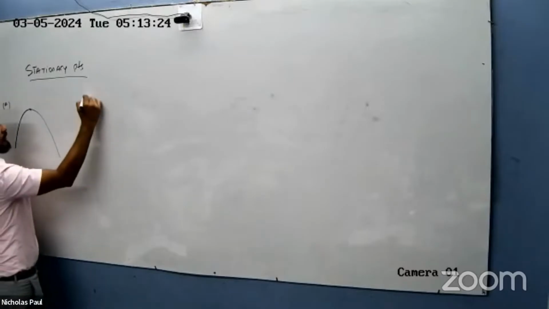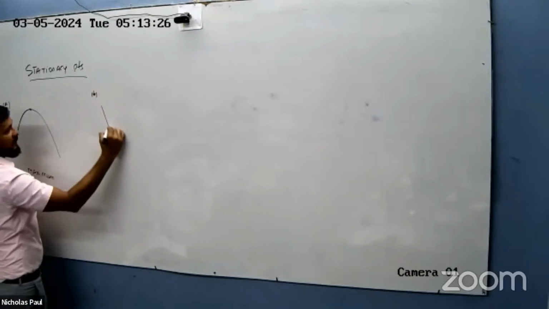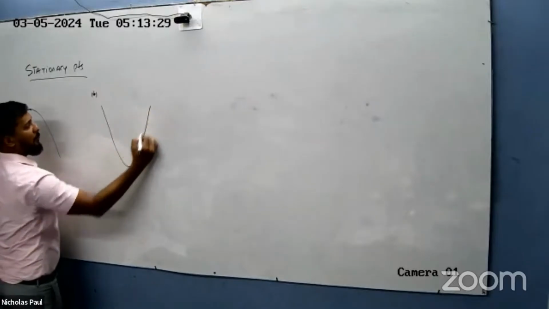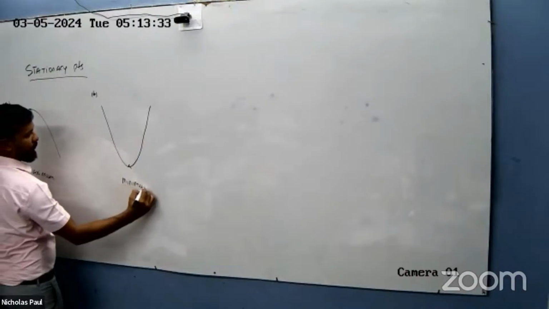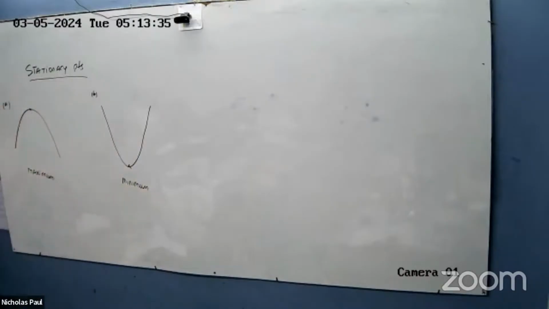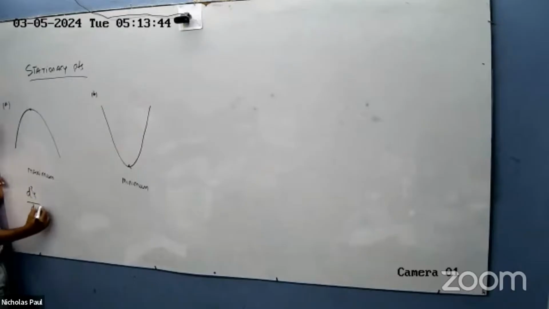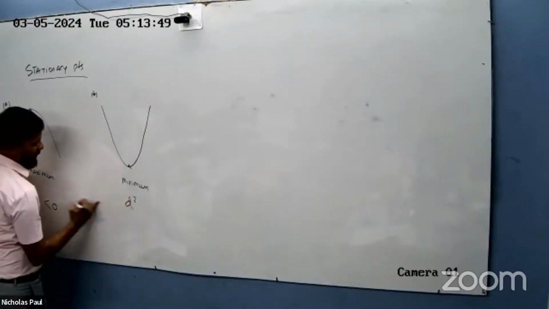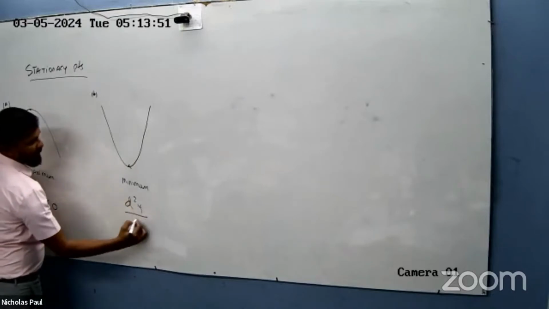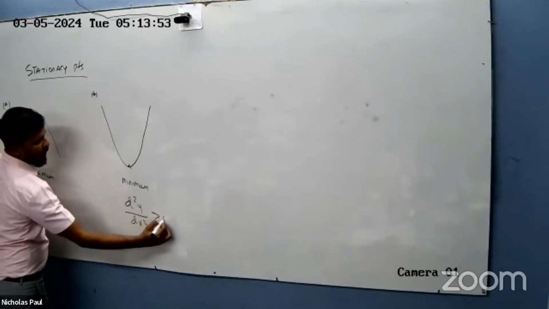And then we also have to identify minimum points. These two we should know already. This one here, of course, we know that d2y/dx squared is less than 0. This one here, we know this occurs when d2y/dx squared is more than 0.